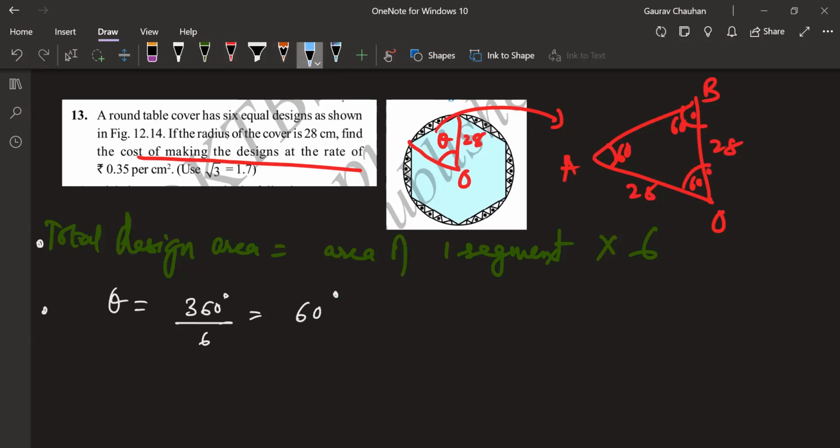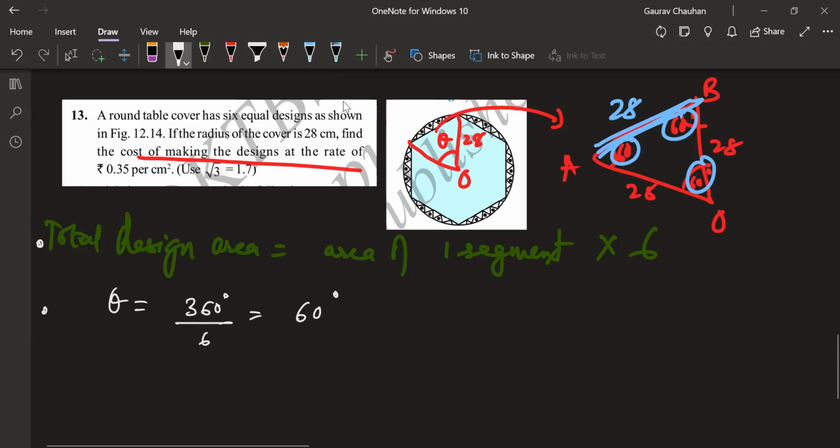Interesting thing, if you notice here, you're having 360, 60, 60, and 60. You don't have to do anything else. You already know it's 28. You already know this is 28. All 3 angles are equal. So it's an equilateral triangle. You don't even have to use trigonometry now. You got this as 28. You got this as 28, which means trigonometry is skipped.